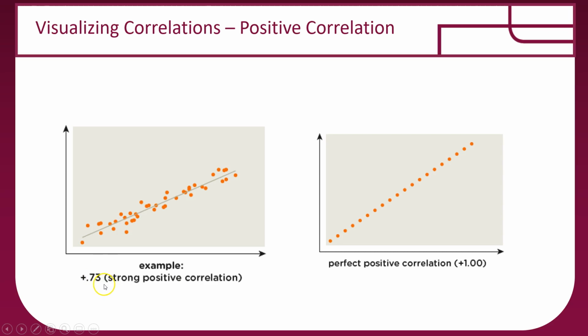0.73, this is a little bit less strong. It's not quite 1, it's less than 1. And you can see there's more variability among the dots. You still have a positive correlation. As you go up on one variable, you go up on the other. But not every single dot is on the line.